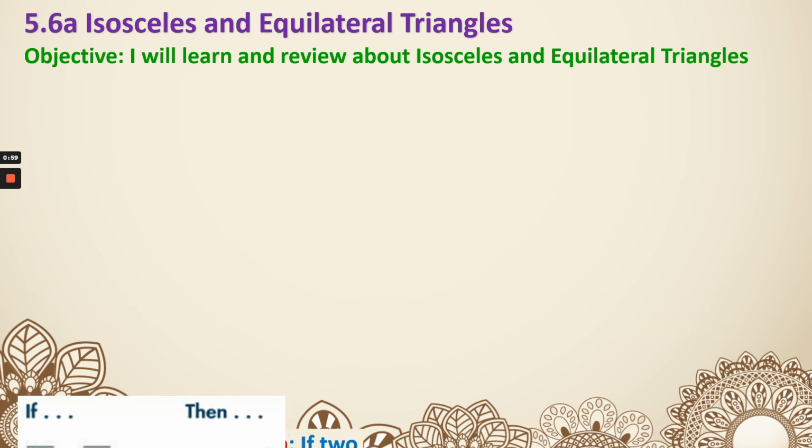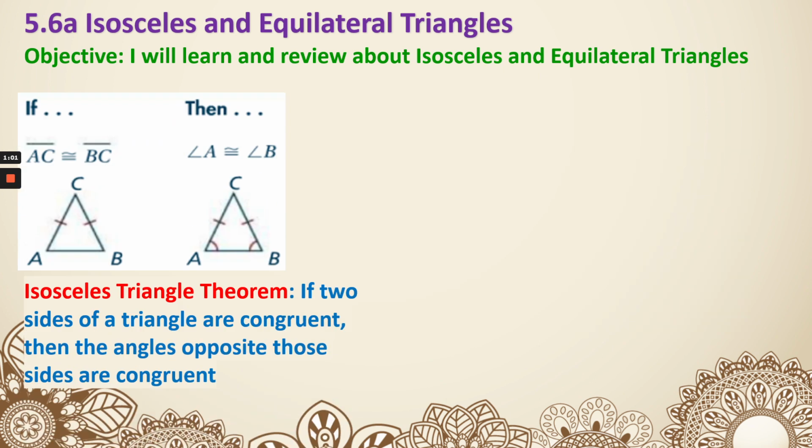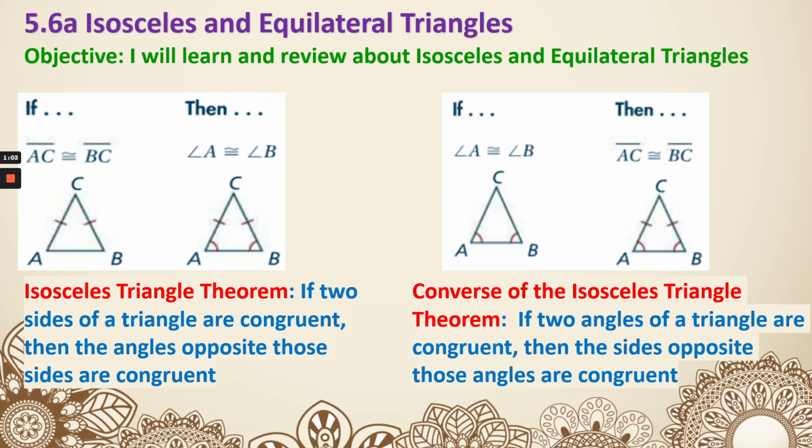Then we have two theorems. First, the isosceles triangle theorem. If two sides of a triangle are congruent, then the angles opposite those sides, so opposite this one and opposite that one, these two angles are also congruent. That is the isosceles triangle theorem.